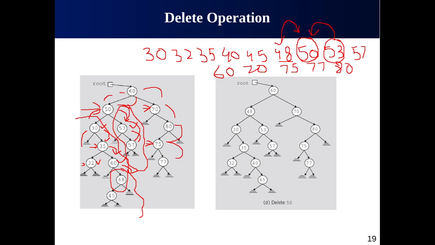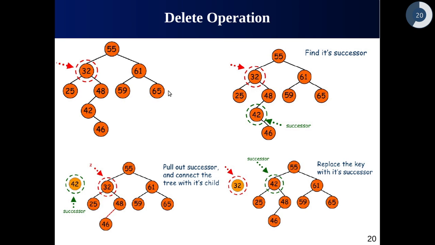Okay, if this is not clear to you, let us consider a second example. In summary, if you want to delete a node that has both the child subtrees present, then you have two options. You can either take the largest value in the left subtree, or you can take the smallest value in the right subtree. Both are acceptable.